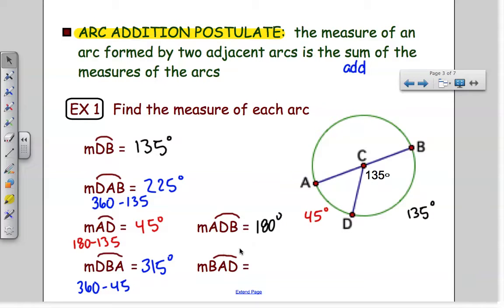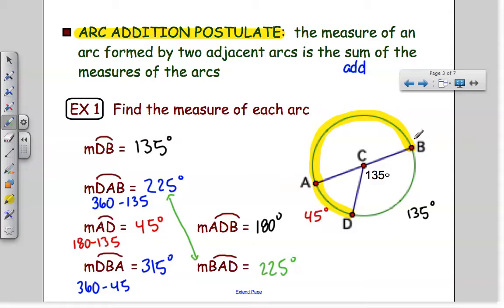And one more on this slide, measure of arc BAD. Start at B, go through A to end at D. Start at B. Looks like I'm going to go this way. I'm going to go through A to end at D. Wait a second, didn't I do that one already? Isn't arc DAB the same as BAD? All I did was flip the first and last letters. Yeah, this is everything in the circle except for 135. So 360 minus 135 would be 225. And we're good to go.